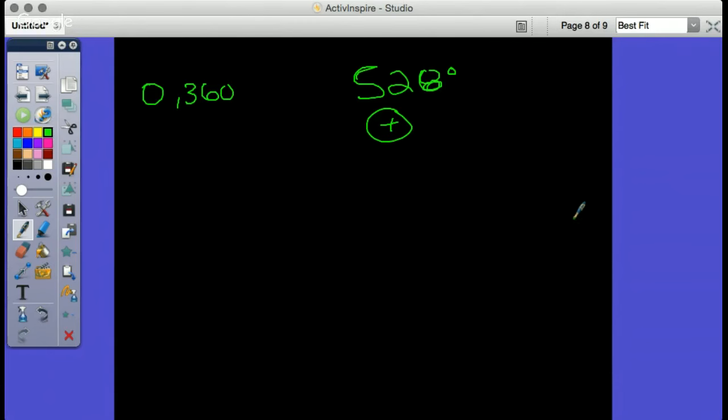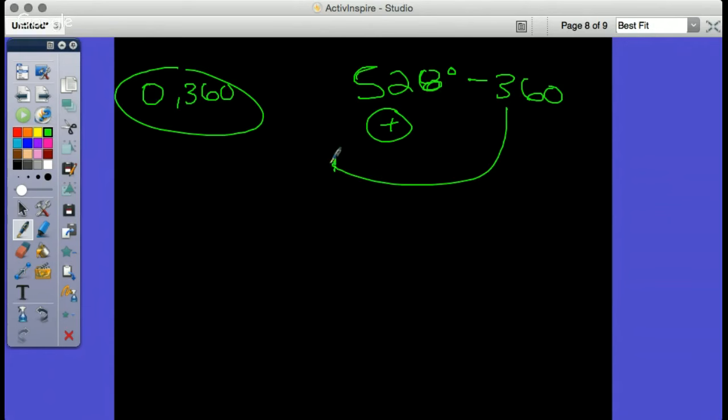So what could we do, and anybody can answer this, what could we do with 528 to find a coterminal angle between 0 and 360? Yeah, let's subtract 360. When I subtract 360, I'm going to end up getting something that's between 0 and 360. So what would that equal?